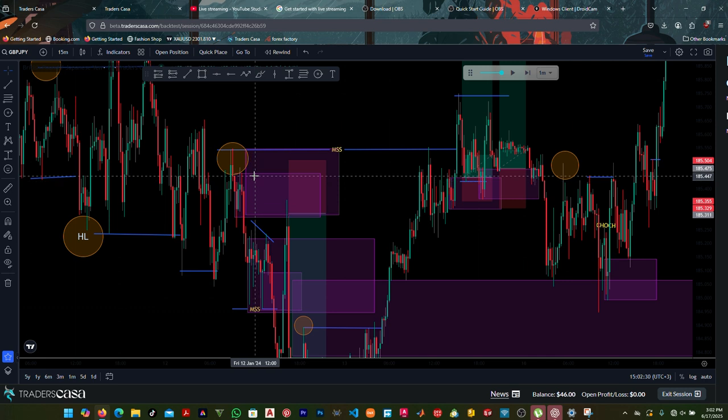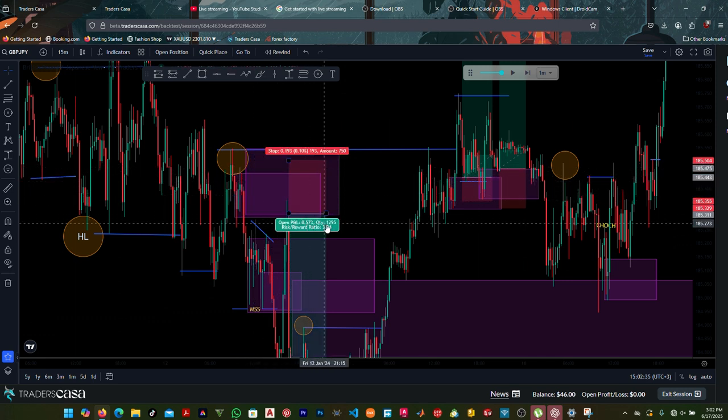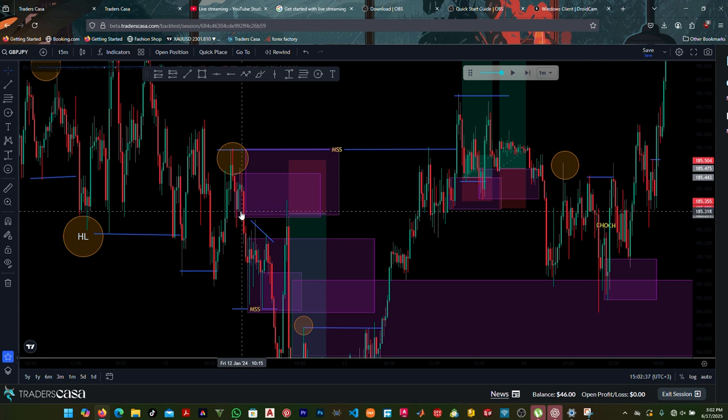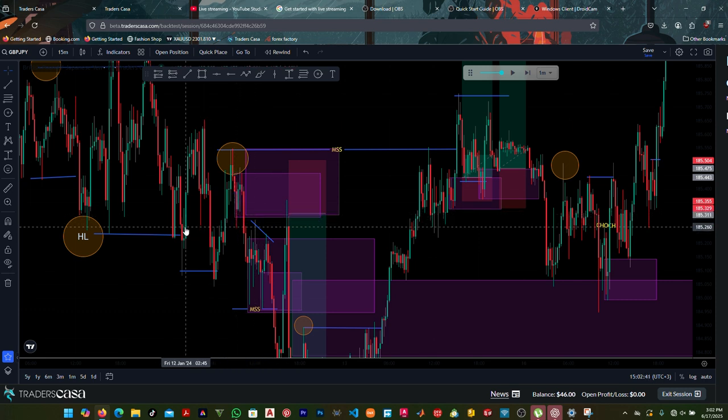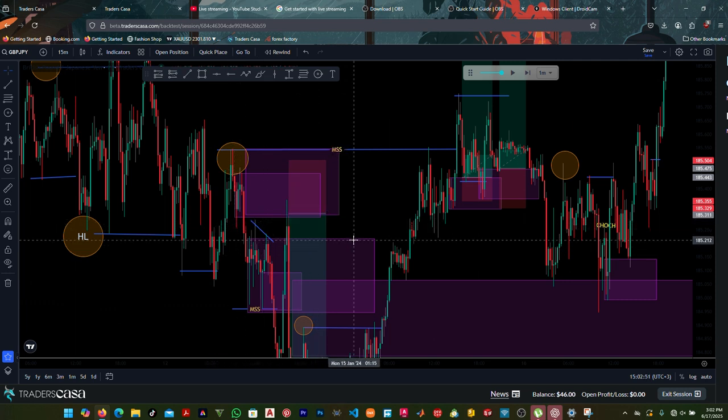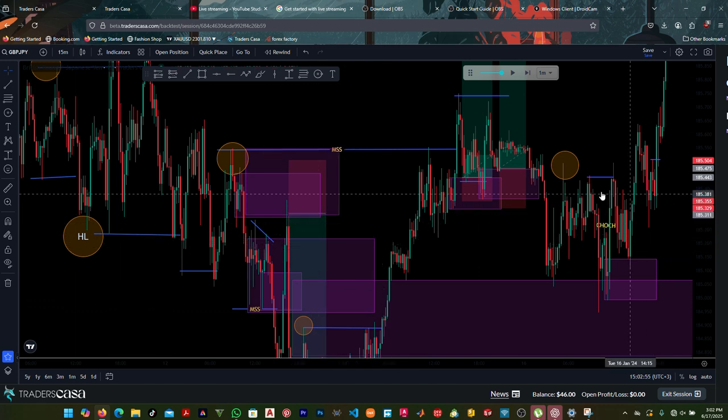So today we are going to see. It was a very nice setup, as you see. First, price went up into the order block. After tapping into our order block, it shipped that liquidity, as you see, and then went to our target.